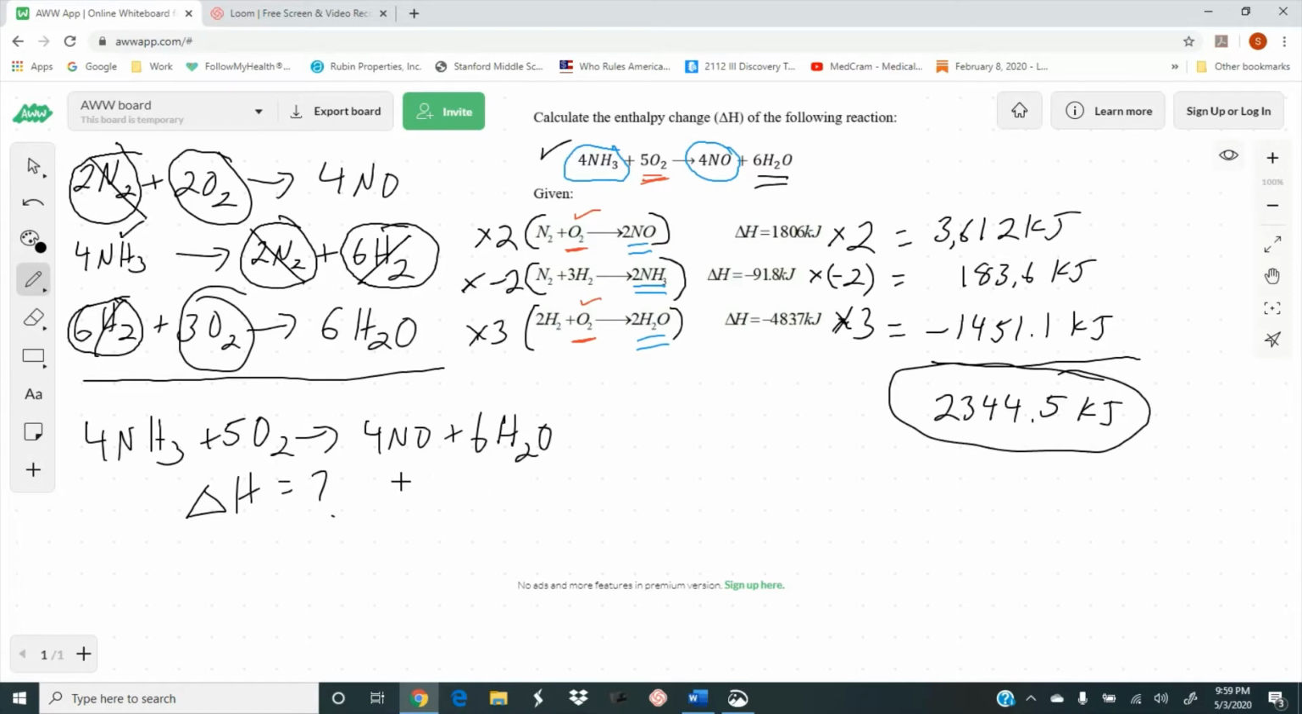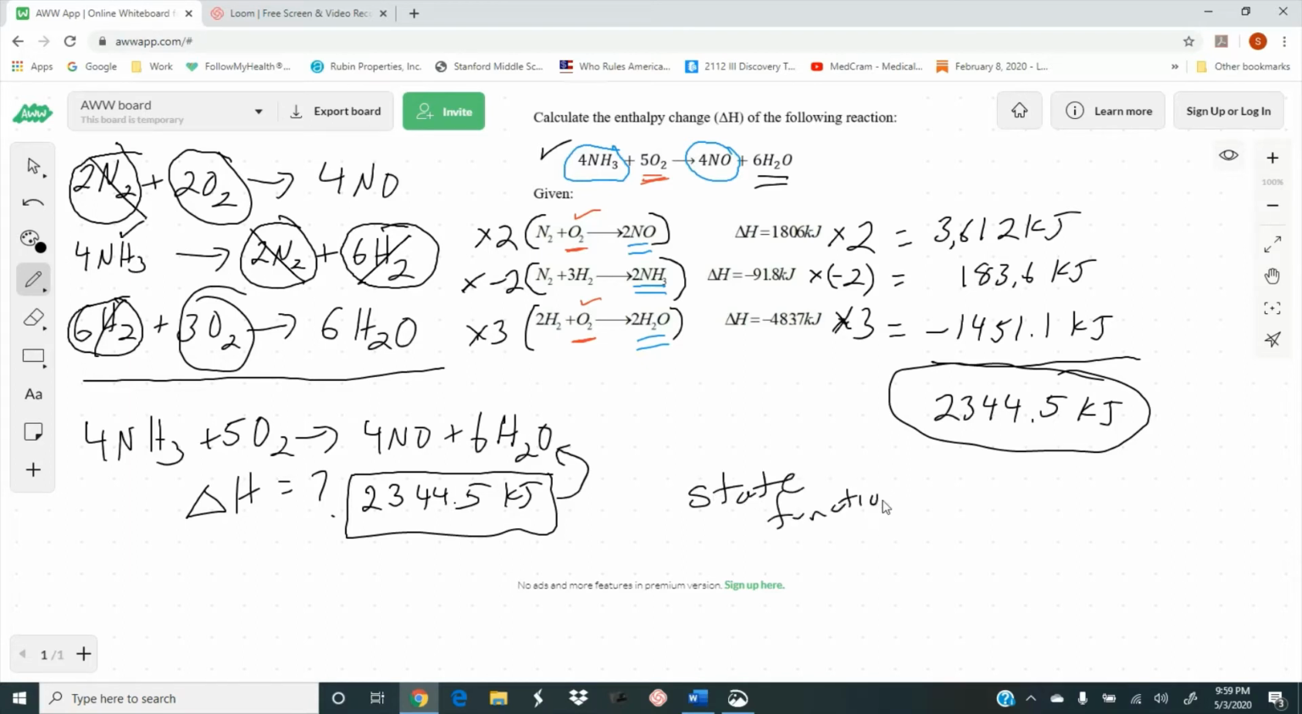The delta H for this reaction is 2,344.5 kilojoules, and really kilojoules per mole, for this equation right here, because we took the delta H's of these equations that we used, and we manipulated them so we can get the equation over here. Because this is a state function, and state functions allow us to do that.